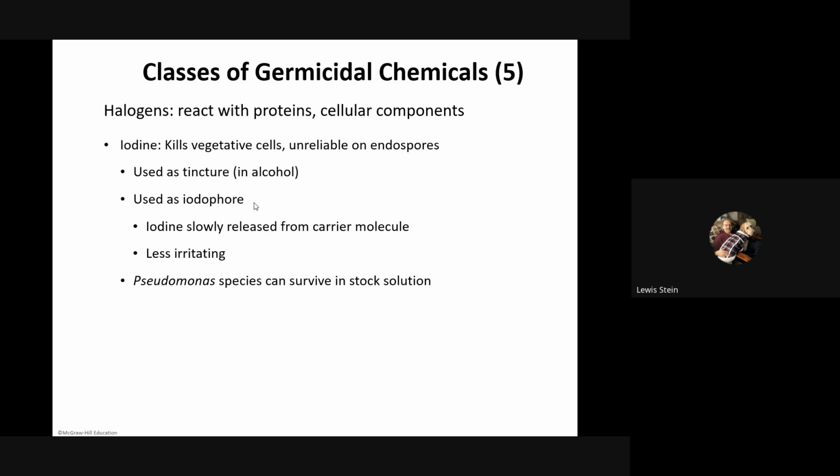Betadine is a combination of two things. Povidone, which is a protein carrier, plus regular iodine. Magically put them together and you get betadine. It goes by a whole lot of different names. What it does is it more slowly releases the iodine. And what that does is it is less irritating.